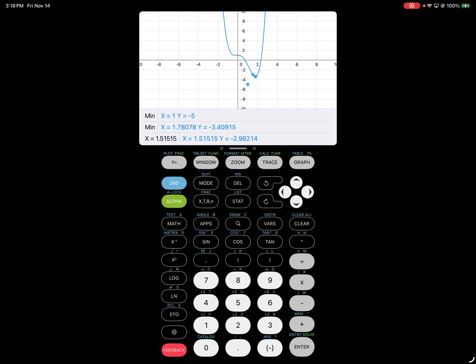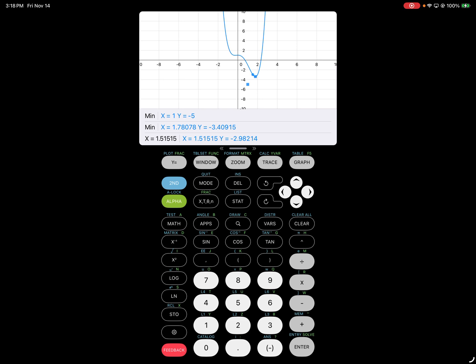If your graph does not look like this, hit zoom 6 to make it look like that. Top middle, zoom 6 gets you to a standard window. Can you guys see on my graph how the y values look closer together than the x values? Why is that?